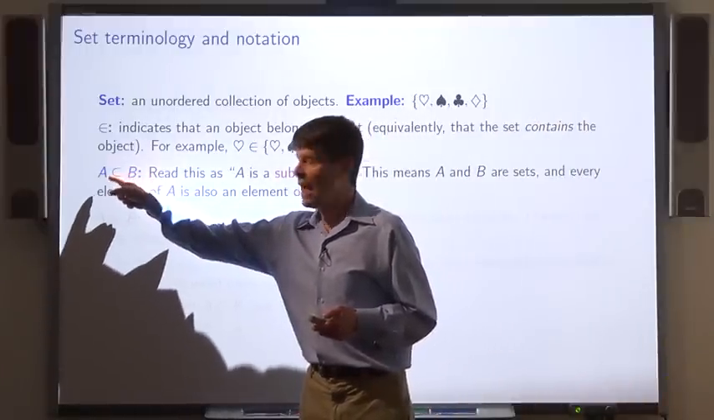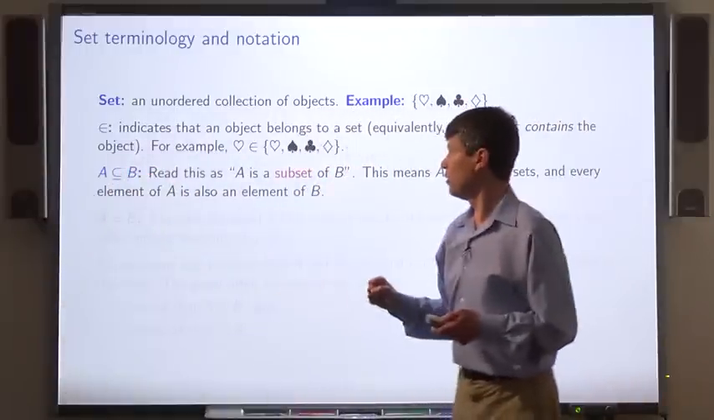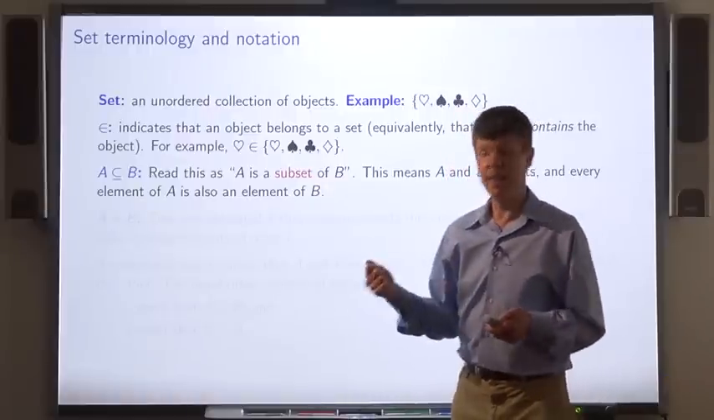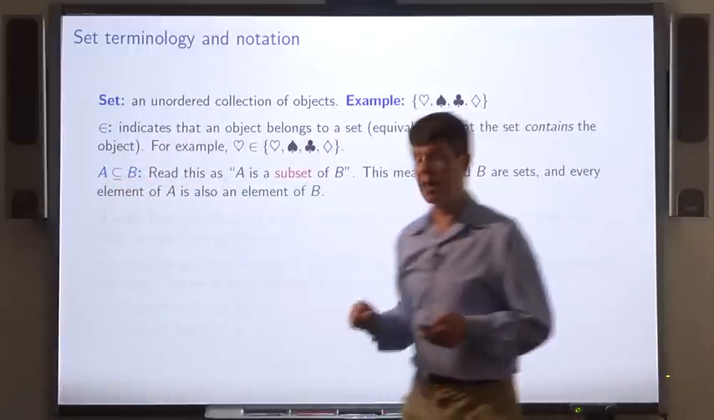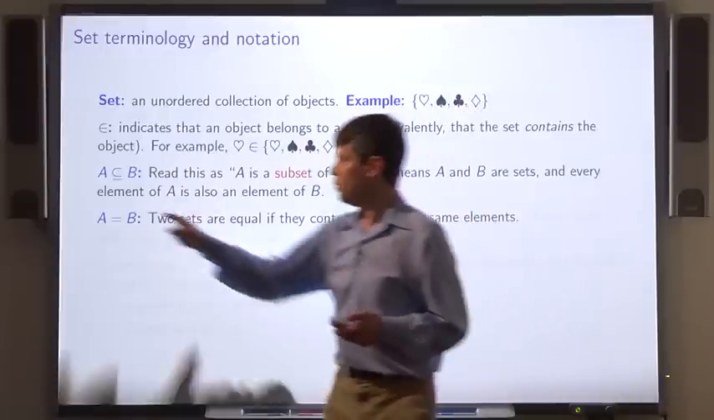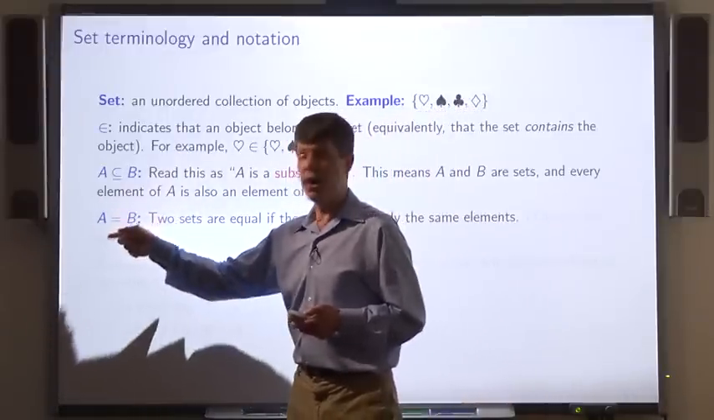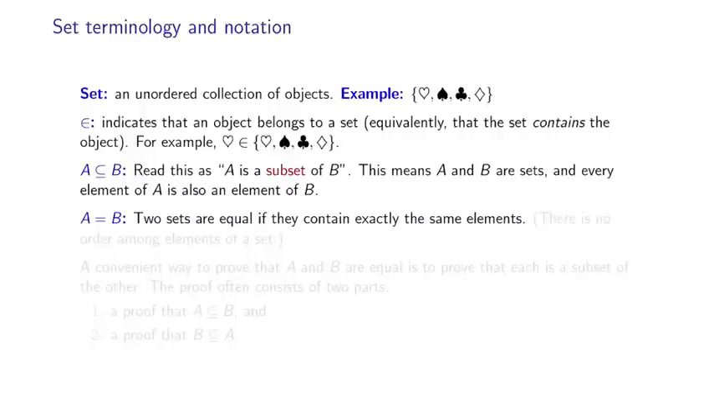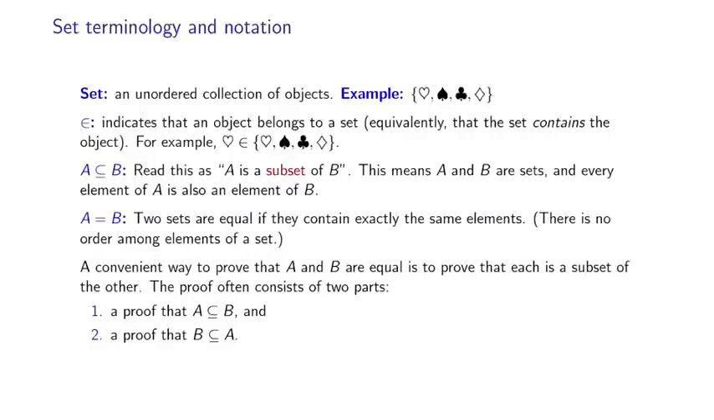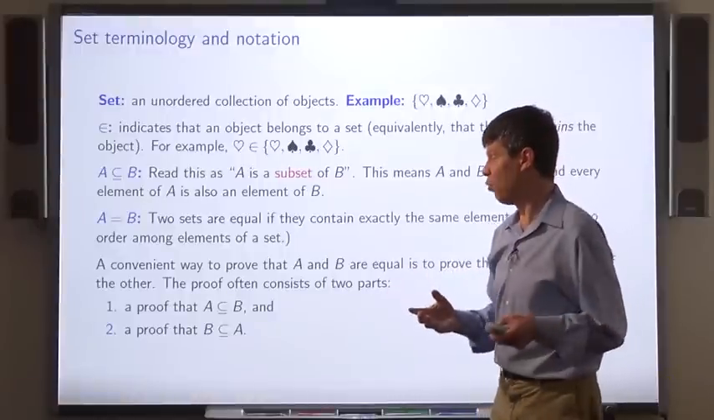This means that A is a subset of B. What that means is that every element of the set A is also an element of B. We say two sets are equal if every element of one is an element of the other. Remember, the order doesn't matter. And a convenient way to prove that two sets are equal is to prove that each is a subset of the other.